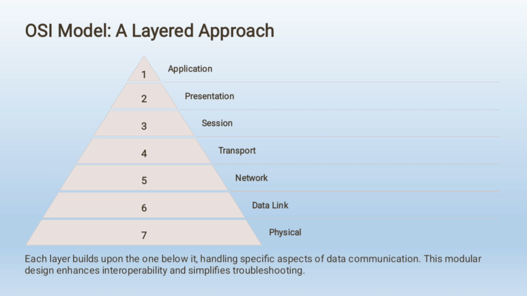OSI model, a layered approach. The OSI model is built of 7 ordered layers: physical layer, data link layer, network layer, transport layer, session layer, presentation layer, and application layer.